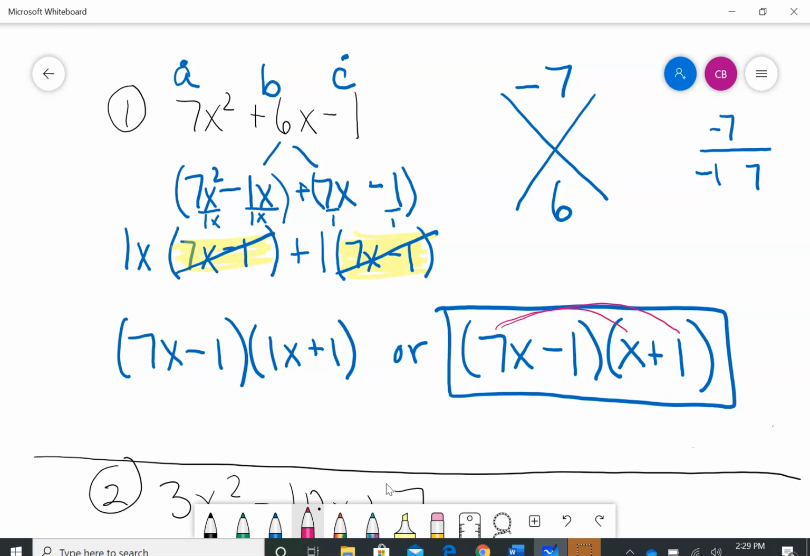Now, if you wanted to check your answer, you could distribute back out. So 7x squared plus 7x minus 1x minus 1. And now combining my middle terms, 7x minus 1x is 6x. Okay, and now we end up with the exact same thing that we started with.